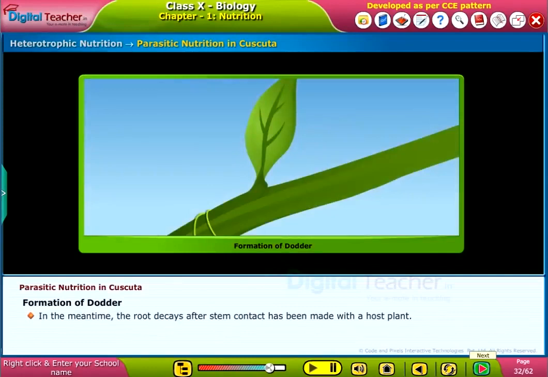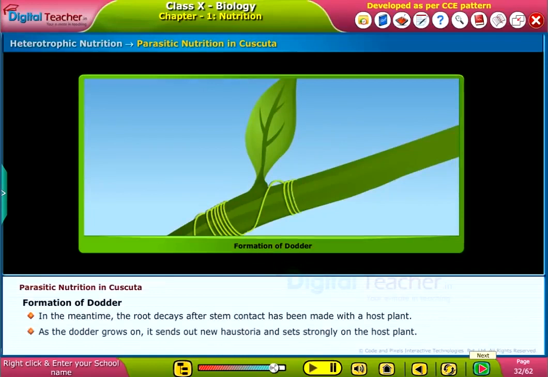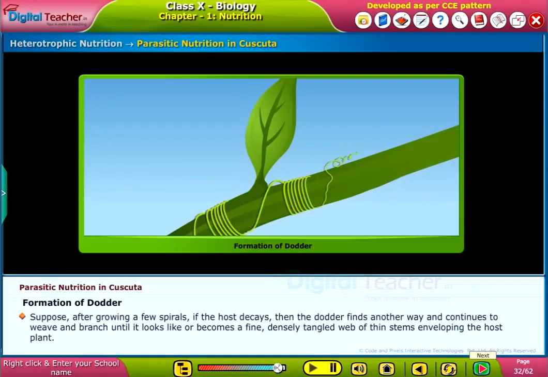In the meantime, the root decays after stem contact has been made with a host plant. As the Dodder grows on, it sends out new haustoria and sets firmly on the host plant. Suppose, after growing a few spirals, the host decays, then the Dodder finds another host and continues to wind and branch until it becomes a fine, densely tangled web of thin stems enveloping the host plant.